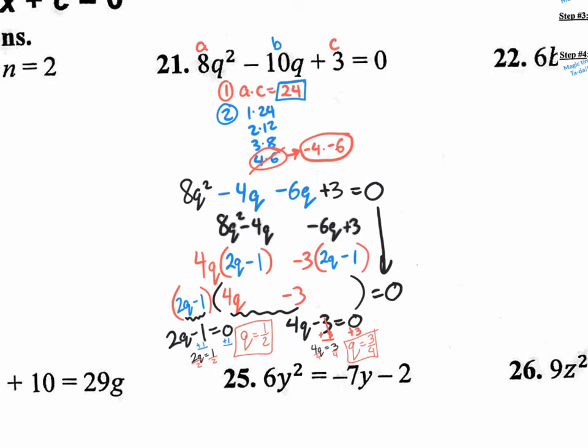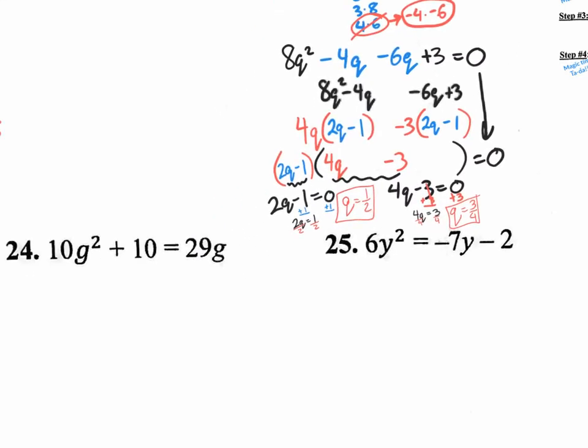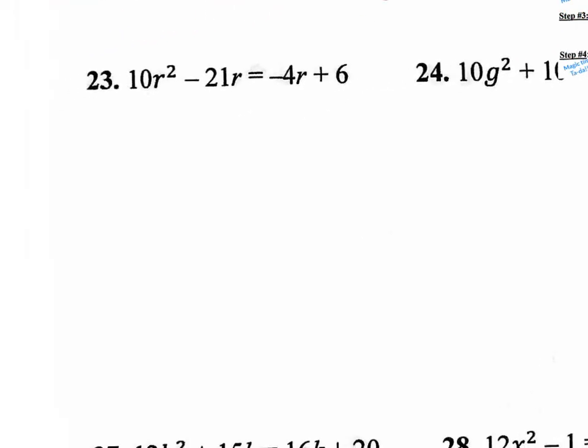Man, that took a long time. I will probably not use factoring by grouping on the rest of this homework, right? I'm going to use a shortcut. It's way faster. So let's take a look at 23 here.